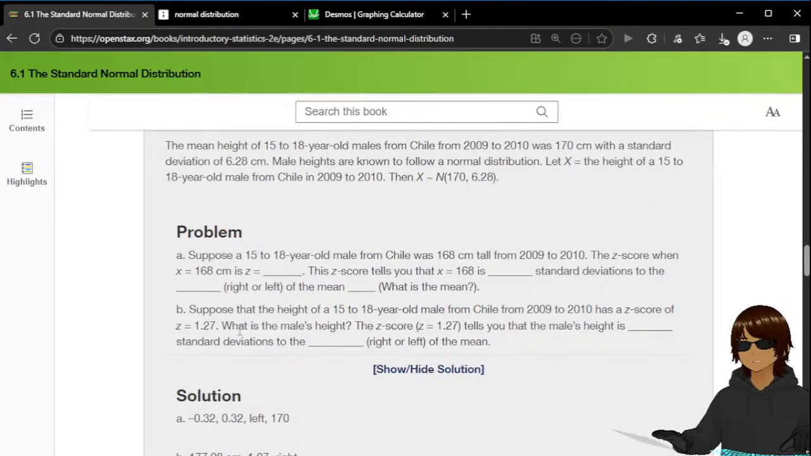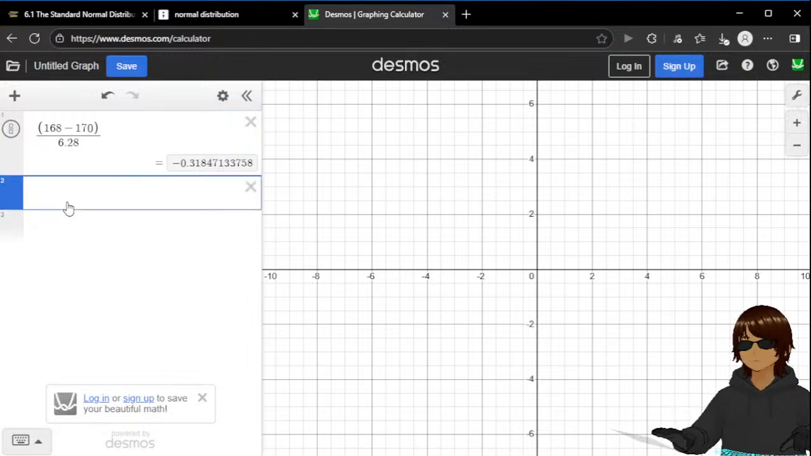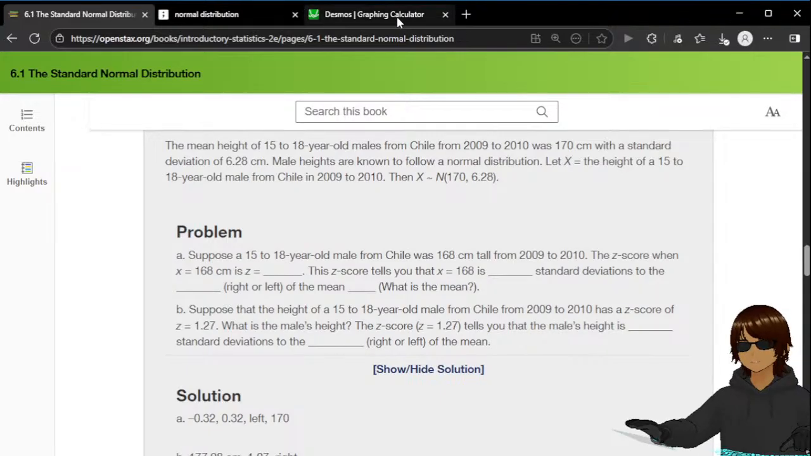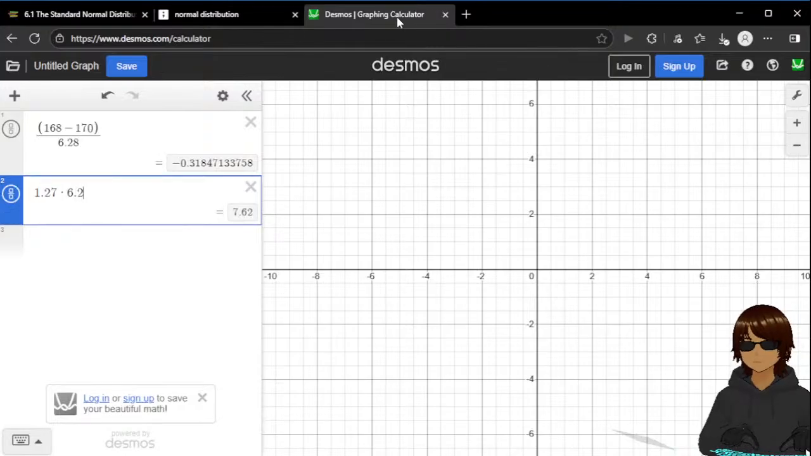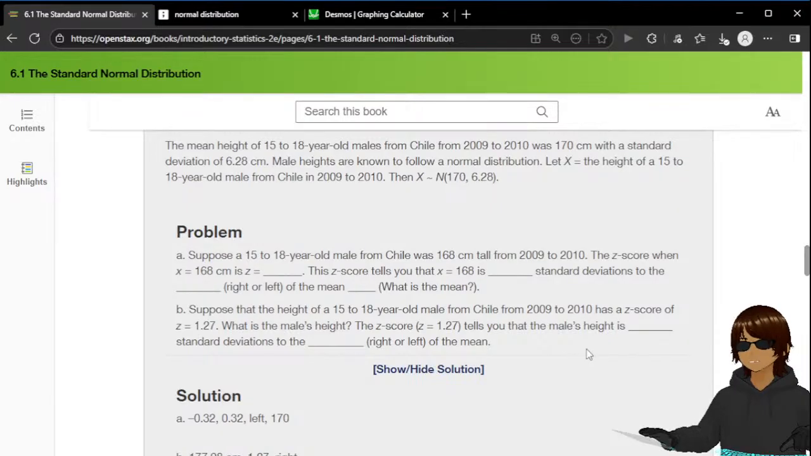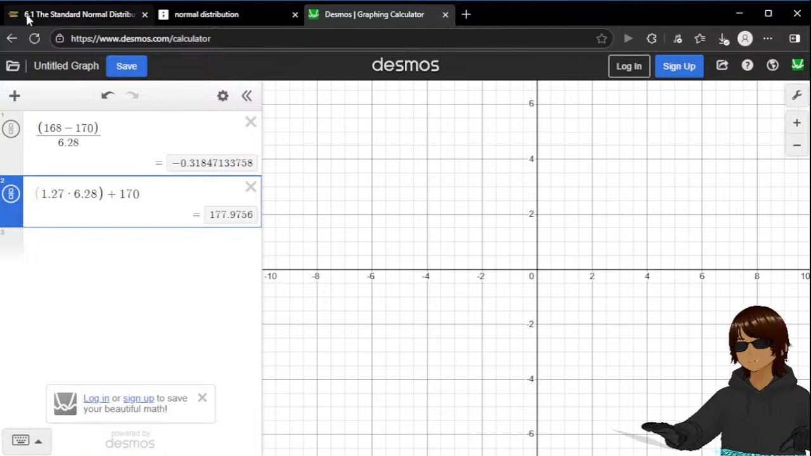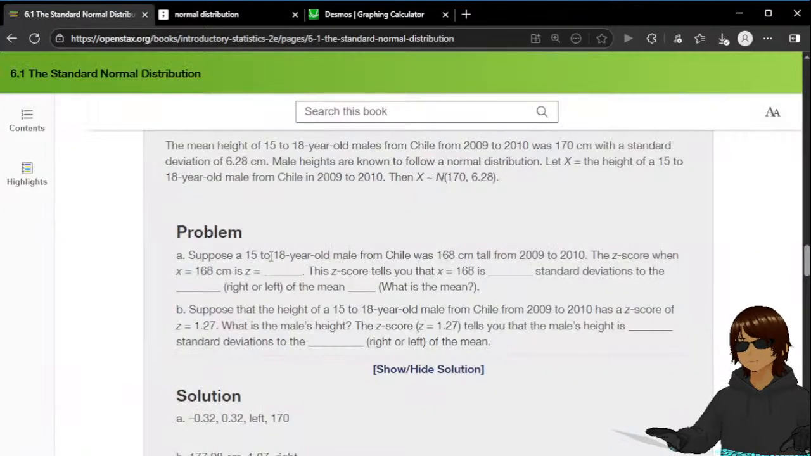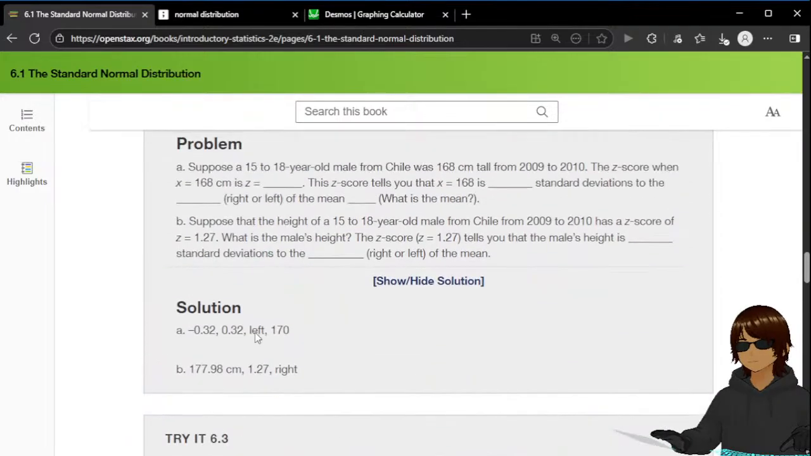And then z is 1.27. This z-score tells you that the male's height is 1.27 standard deviations to the right of the mean. What is the male's height? 177.98.